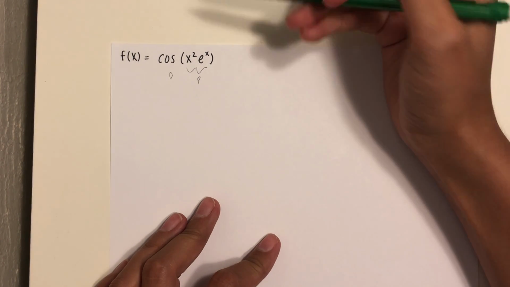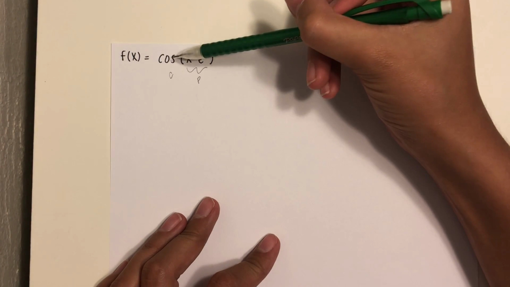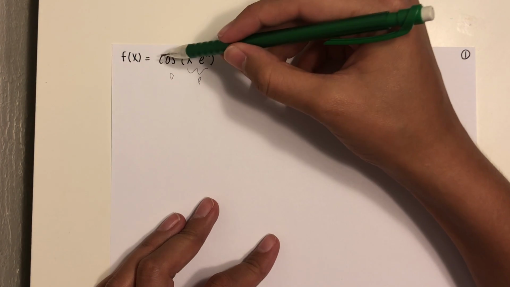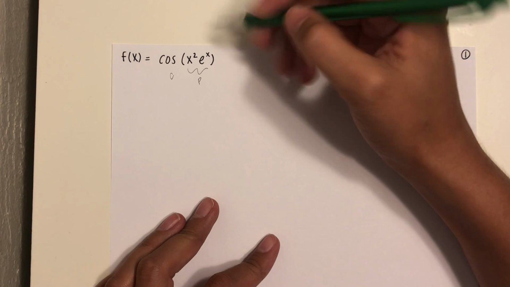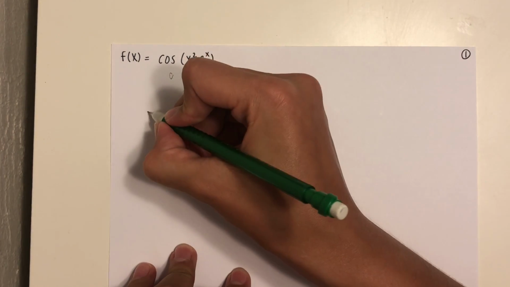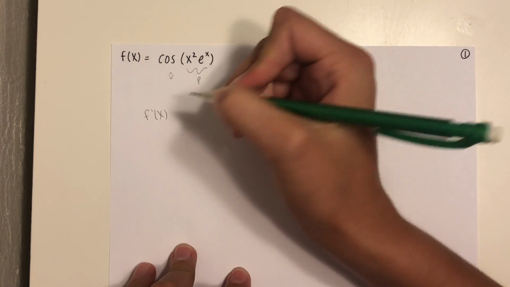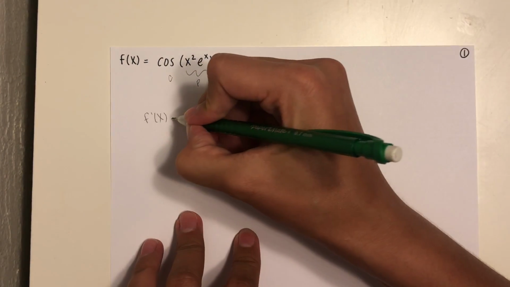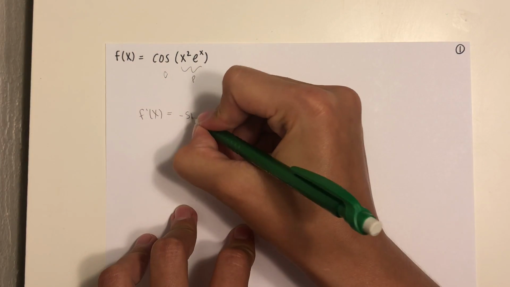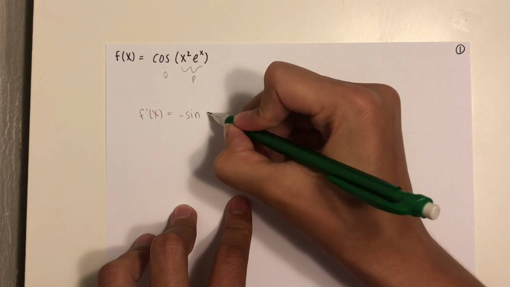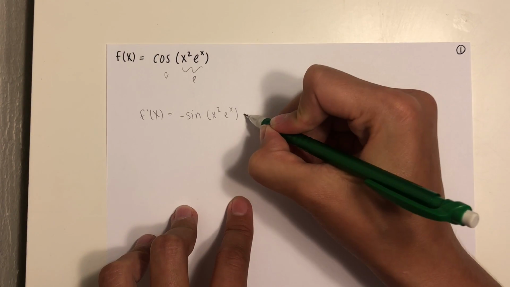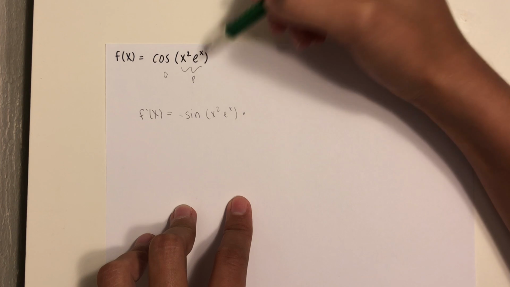So the one that takes precedence in this case would be the chain rule, because you always work from the outside in. So since the cosine function is the most outer part of the function, you start by taking the derivative of that. So f prime of x would be equal to the derivative of cosine, which is negative sine, and then you leave this part the same, and then you multiply this by the derivative of this part.